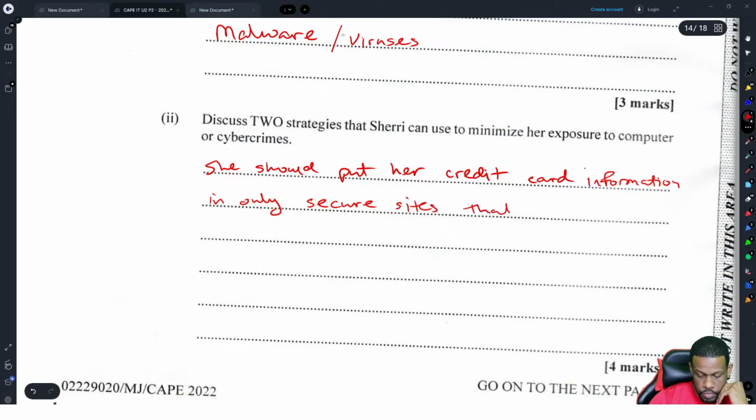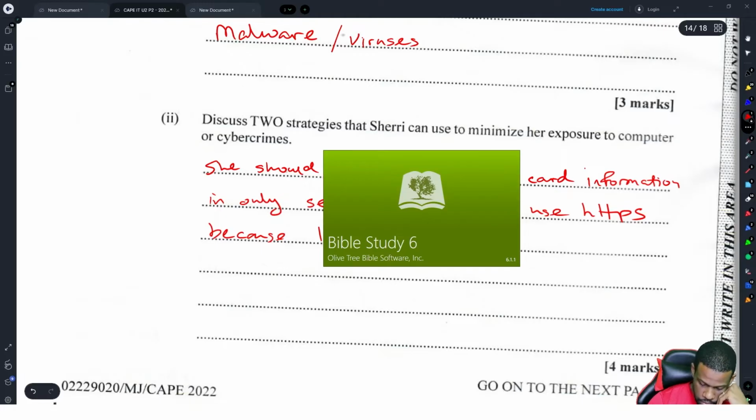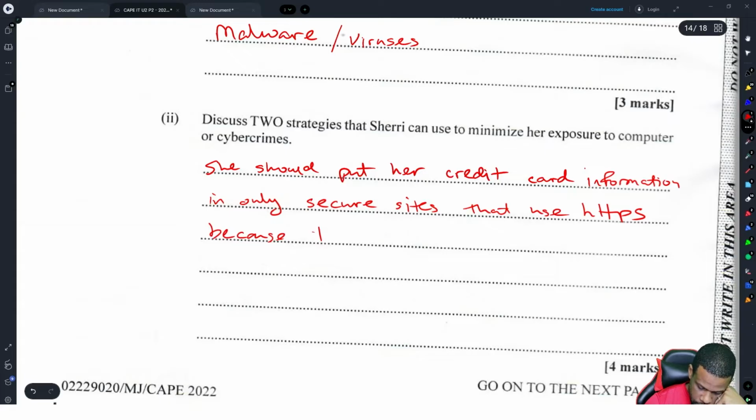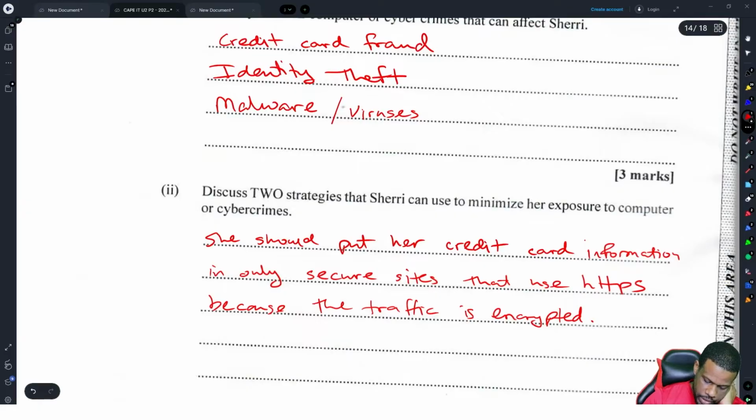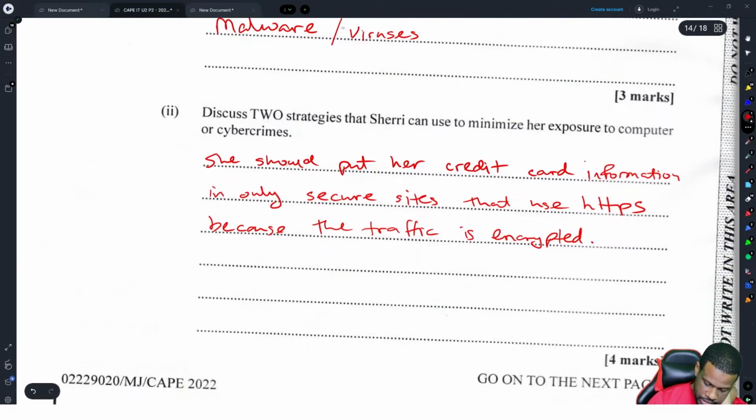that use HTTPS, because the traffic is encrypted. Cool, yeah, we could work with that. That one sounds good. So that one will deal with the credit card fraud, and we could say malware and viruses.